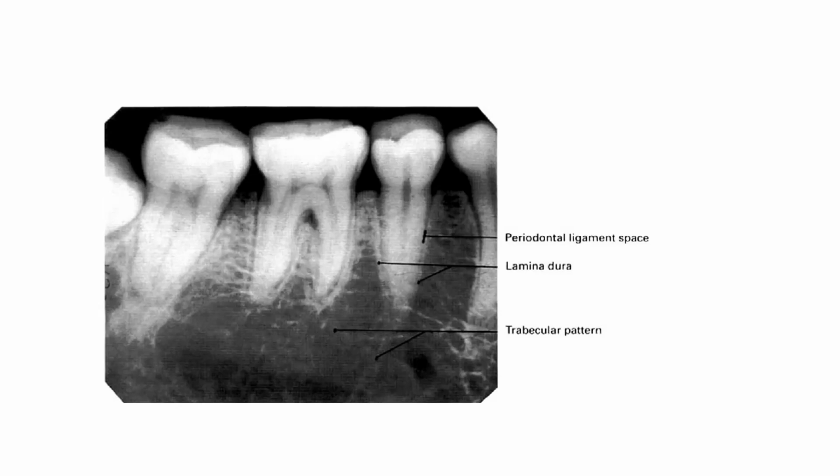All of this anatomy we will go through as we go along the course. We have the lamina dura, and we have the trabecular pattern of the bone. All of these things we can identify.